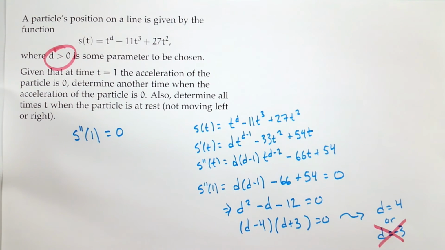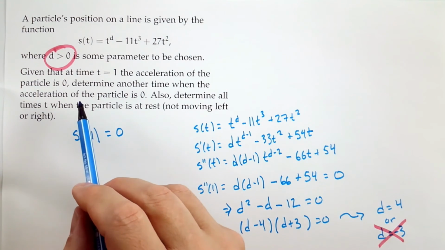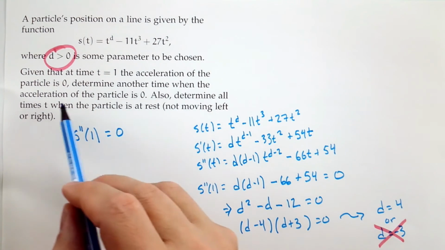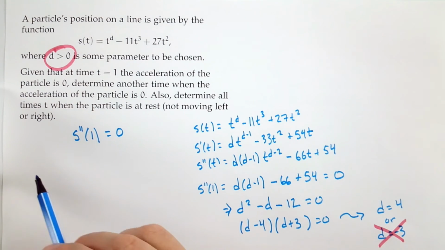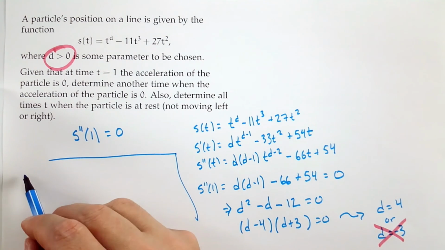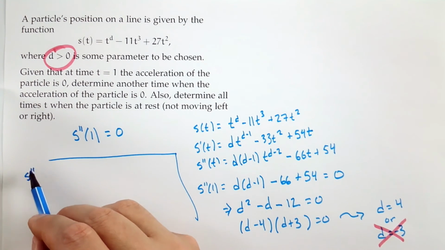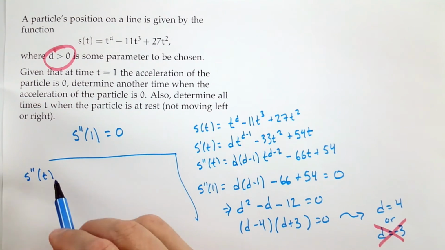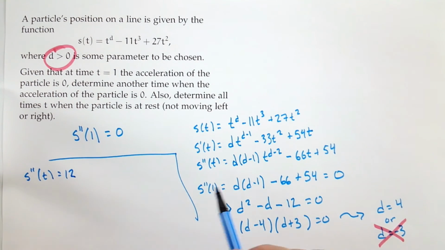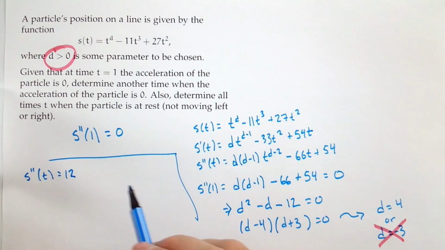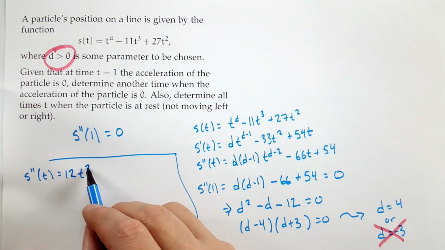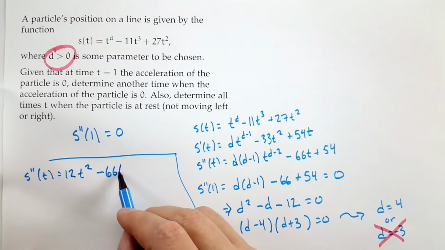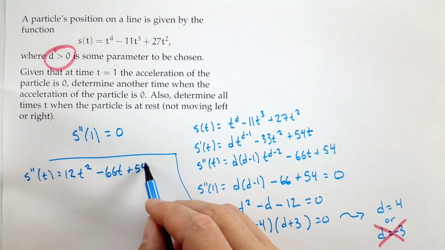So we can now answer our various questions. So what do we have? It says determine another time when the acceleration is 0. So if we want to know when the acceleration is 0, we look at the second derivative, s double prime of t. d is 4, so it's 4 times 3, which is 12. Then it's t to the power 4 minus 2, which is t squared, minus 66t plus 54.